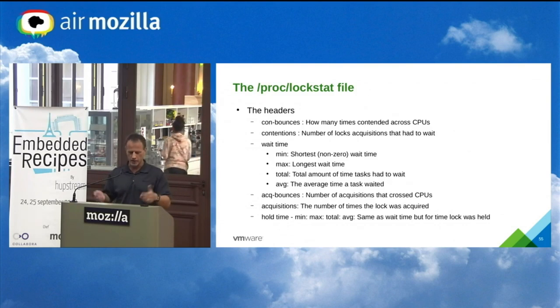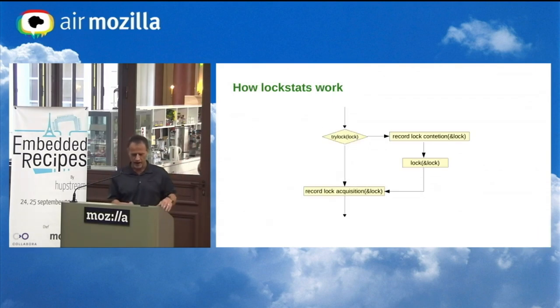You can look at it, but there's also ways to stop it, clear it, reset it, start it up again if you want to run tests. I'm not going to go into that. How it works is basically when it hits a lock, instead of grabbing the lock, it does a trylock. All locks in the kernel do trylocks instead of locks, and determine whether we have contention or not. If the trylock passed, we say we got it without contention. If the trylock fails, that means there's contention, so we record it and then we grab the lock normally, and then when we get it, we say we got it.